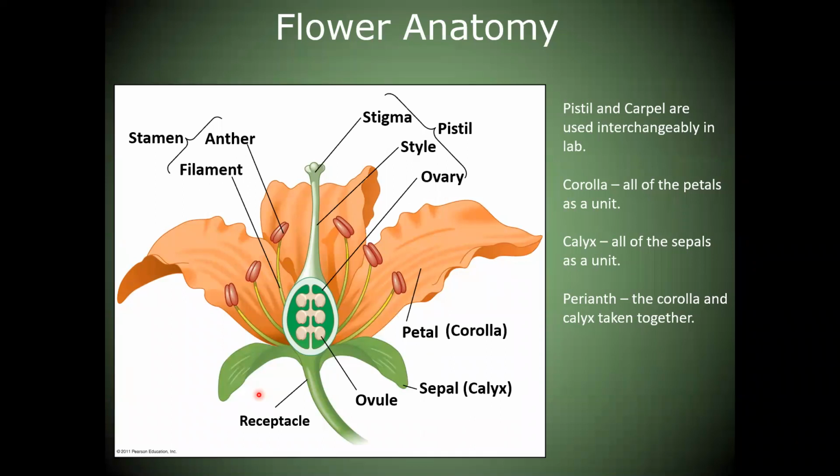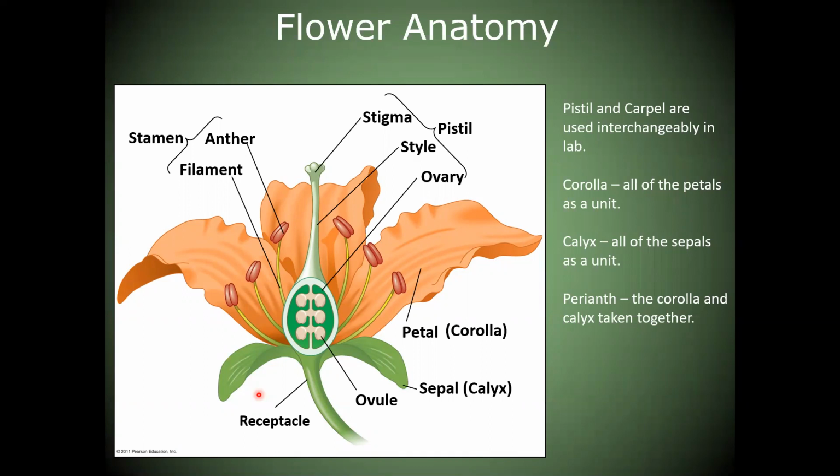Now, that colorful part, the petal part, there are multiple petals in a given flower. Collectively, all the petals are considered corolla, right? And I don't know whether that is where the Japanese got the name for their car, Corolla. Don't know where that comes from, but in this case, it's actually all petals together is considered corolla.